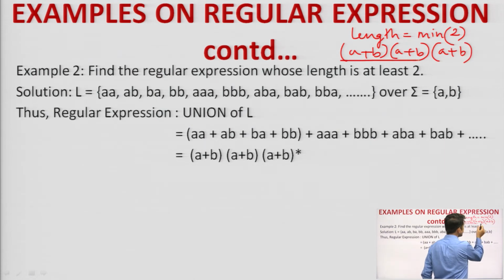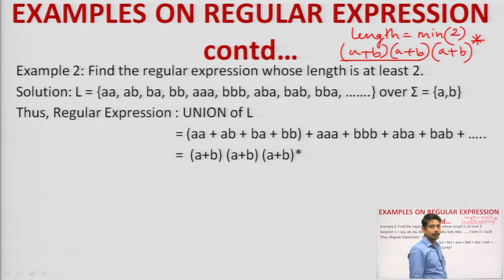This is length equals to 2, this is length equals to 3, length equals to 4, 5, 6, it will keep on increasing. Can I put a star over here, an asterisk over here? Yes, I can do it. If I do it in this way, what will be the answer?